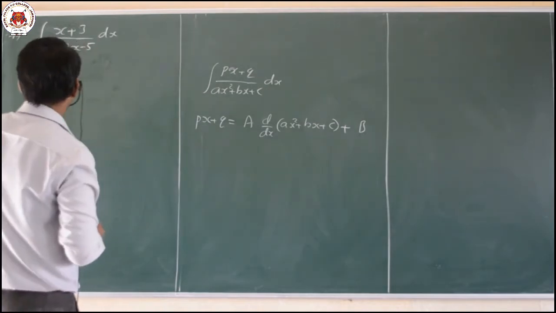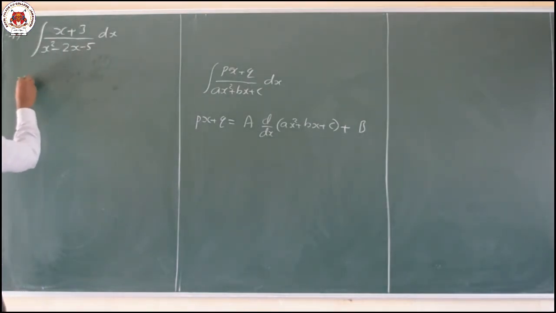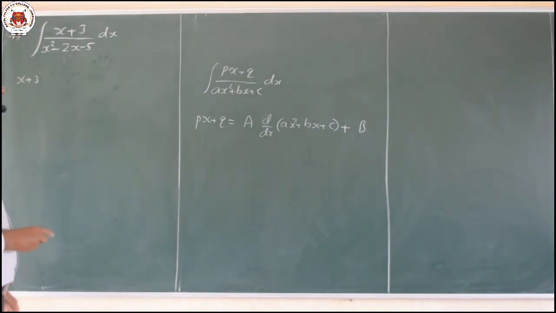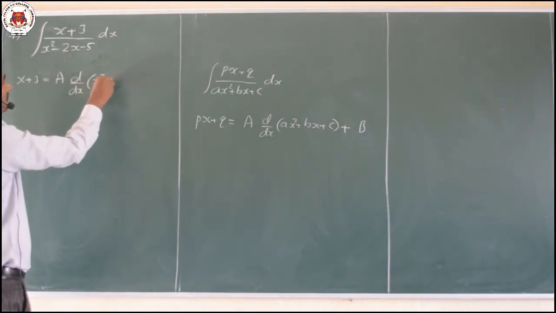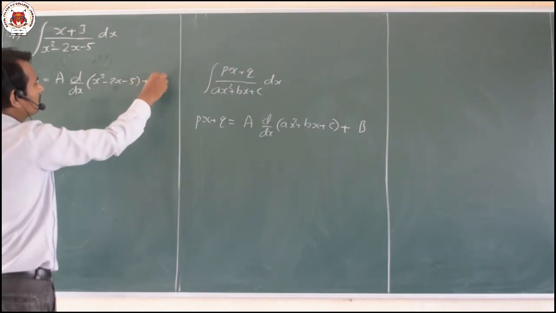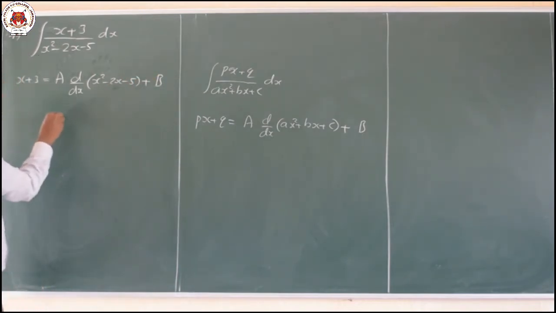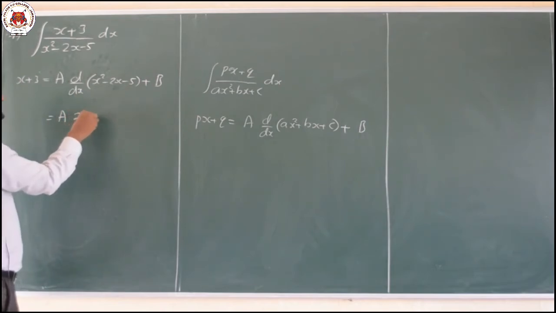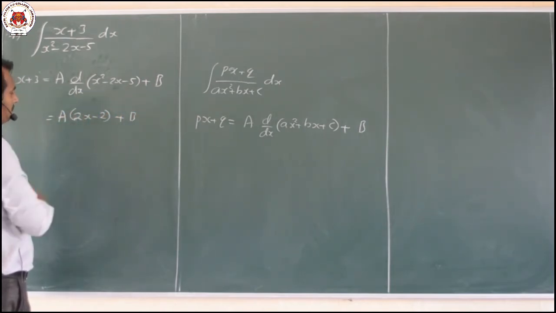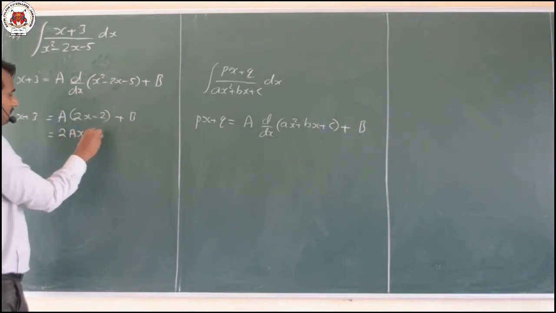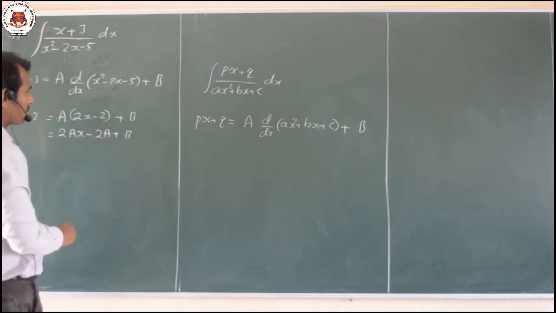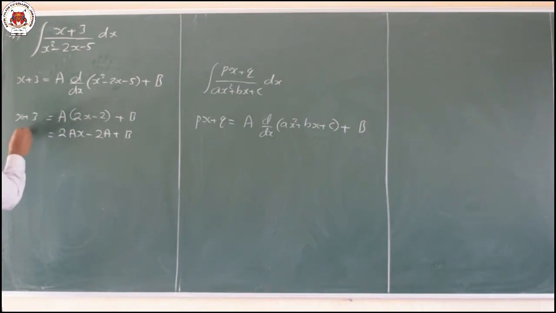For example, in this particular problem we have x plus 3 equal to A, the numerator, into d by dx of the denominator, that is x square minus 2x minus 5, plus B. Now here we have A into the differentiation of x square minus 2x minus 5, which is 2x minus 2, plus B. What is it? x plus 3. Here you multiply by A, that is 2Ax minus 2A plus B. That is nothing but x plus 3.